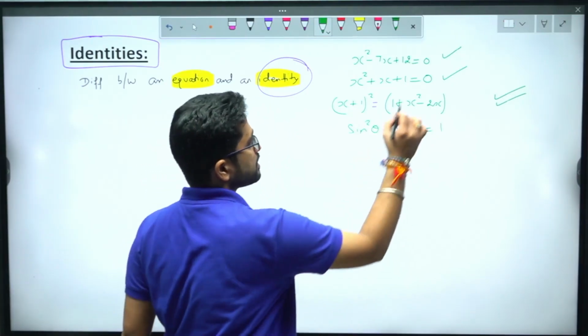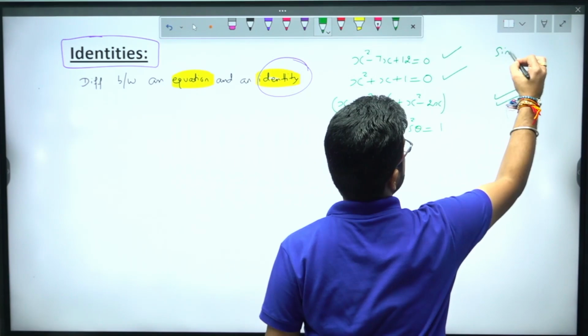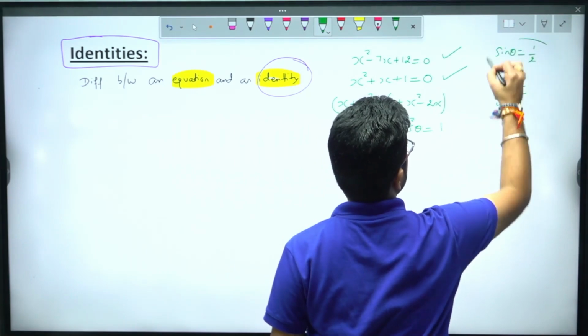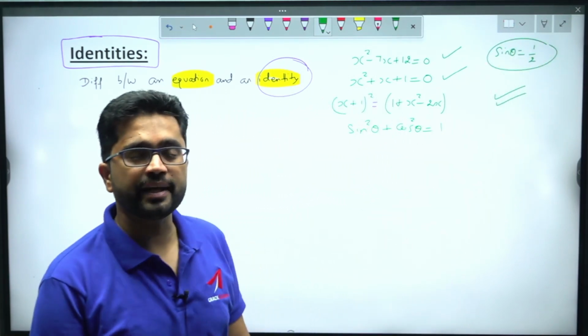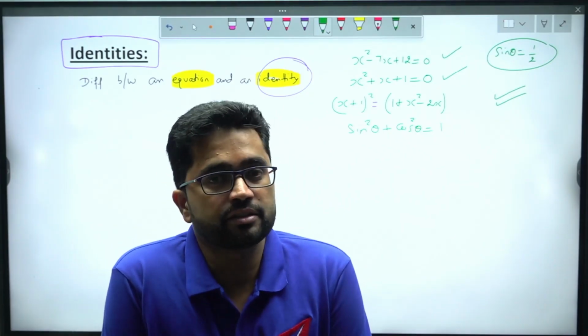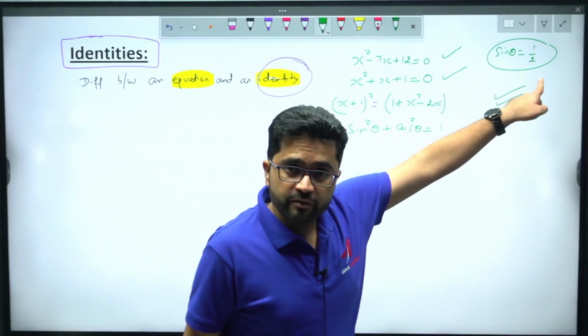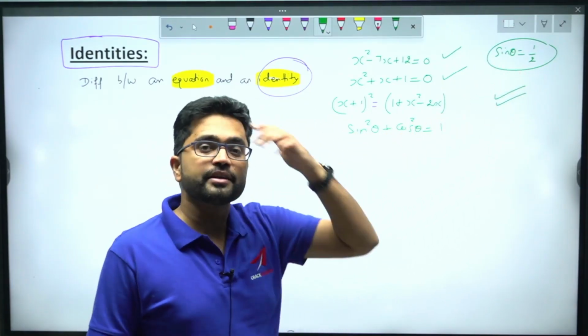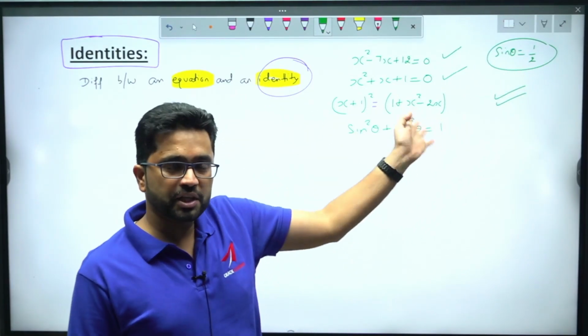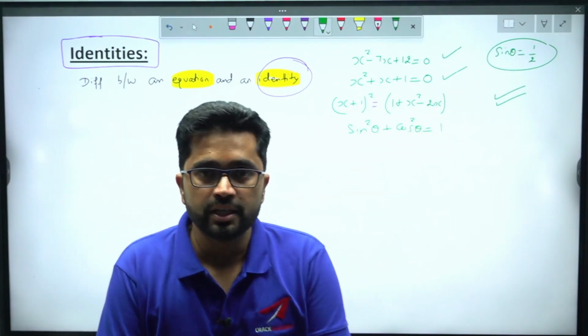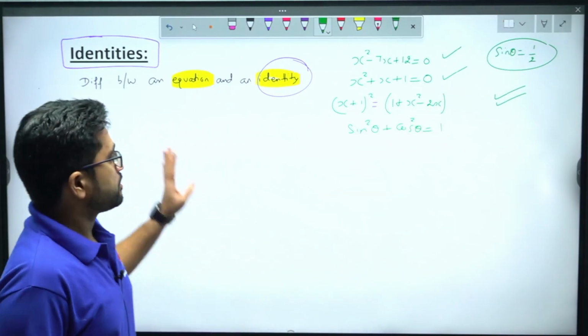But if we have something like this, sine of theta is 1 by 2, this is valid only for some specific angles, like 60 degrees, 30 degrees. So that is a trigonometric equation. This is a trigonometric identity. Understood the difference between the equation and identity? So please note it down. I am writing the difference, please.